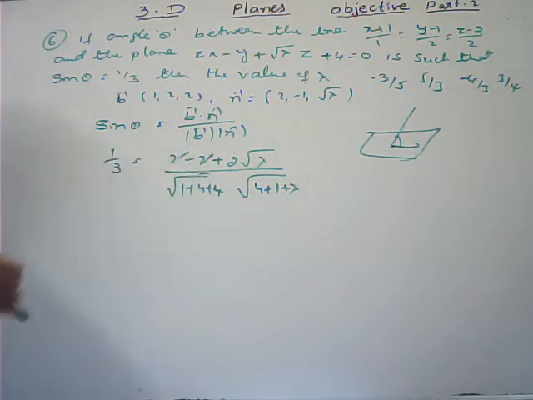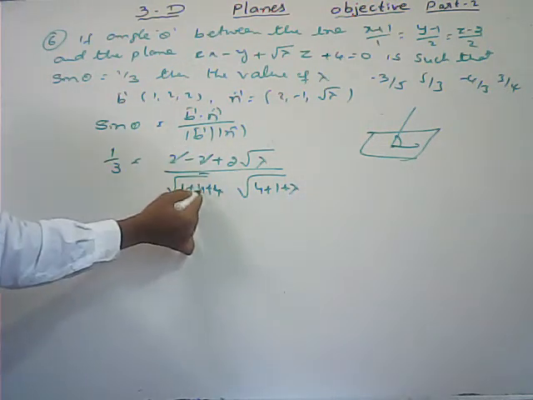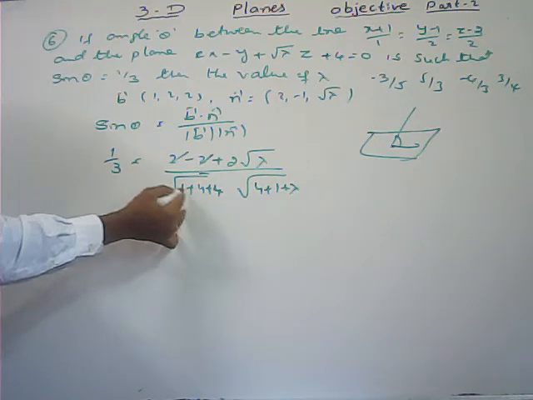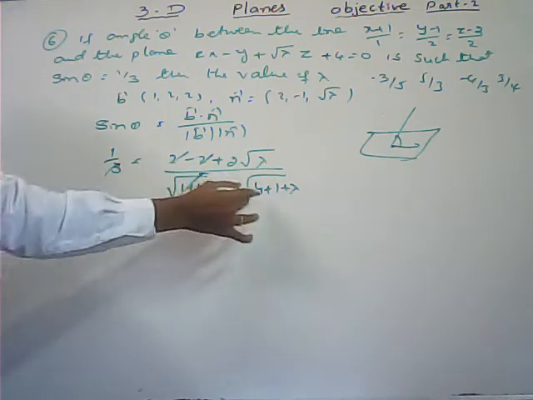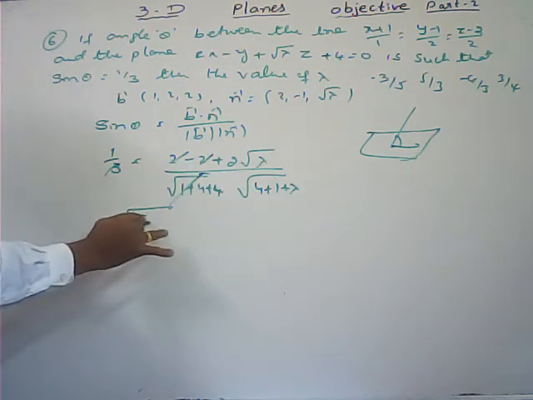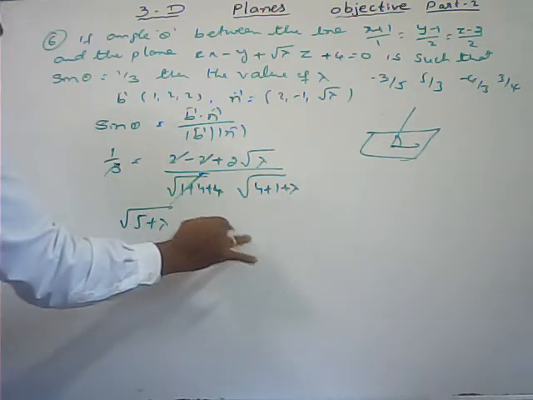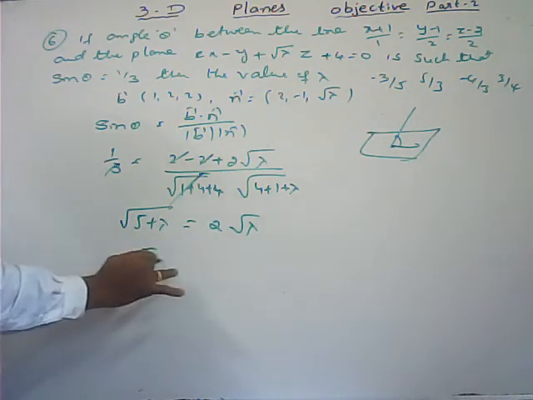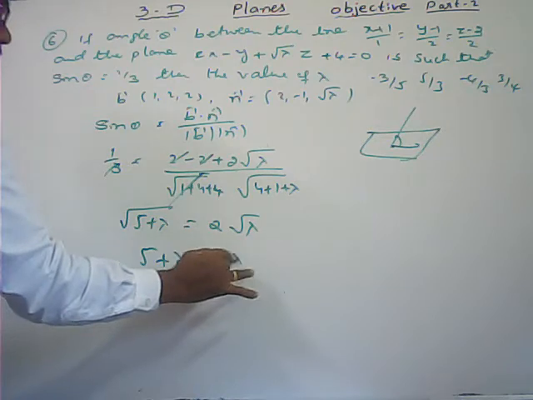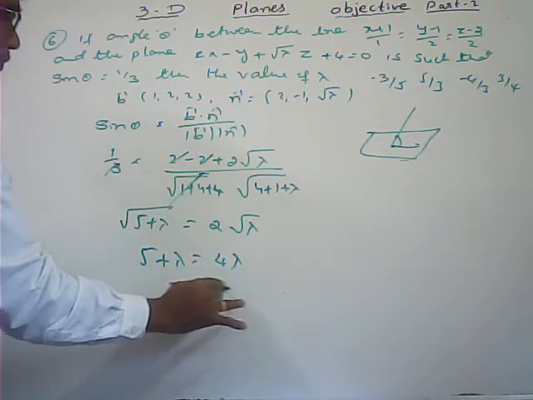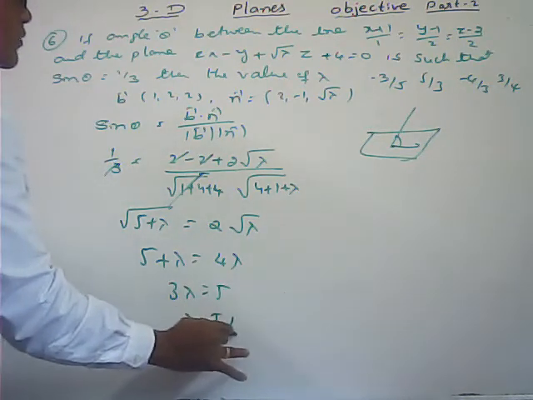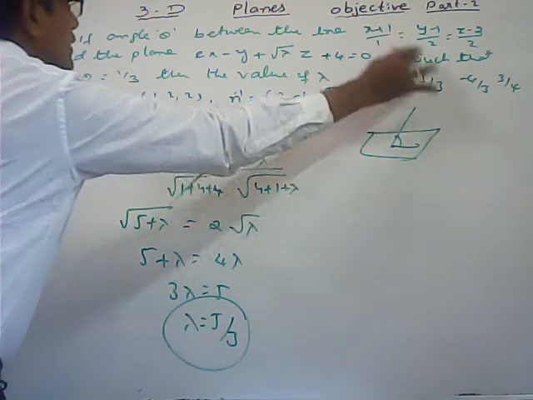Here these two get cancelled. This is 3 only. 4 plus 4 plus 1, 9. Square root of 9, 3. 3 gets cancelled. That one you can transfer this side. 5 plus lambda is equal to 2 root lambda. By squaring on both sides, 4 lambda. So 3 lambda is equal to 5. Lambda is equal to 5 by 3. That is the second option.